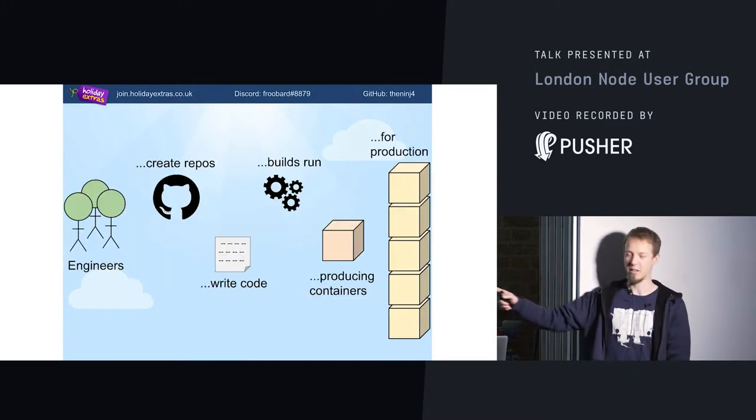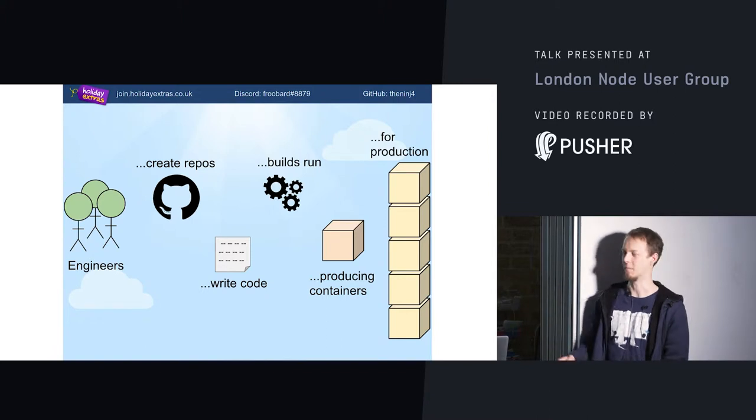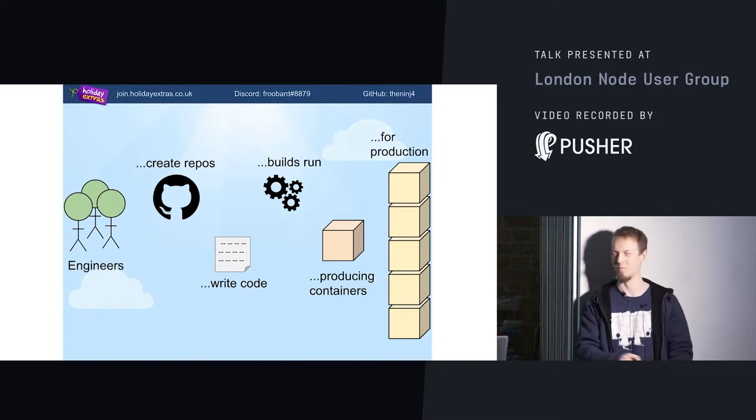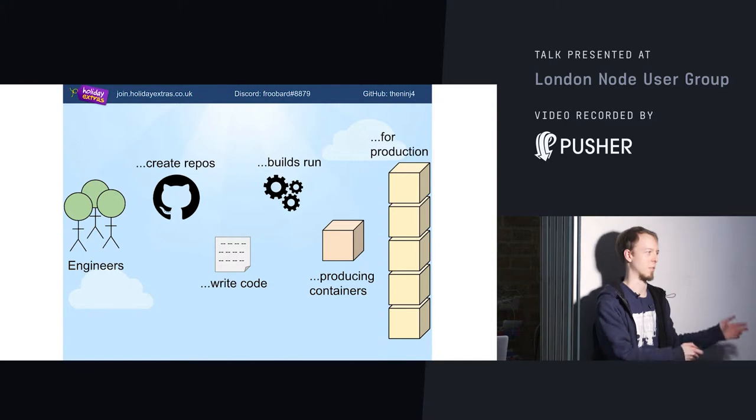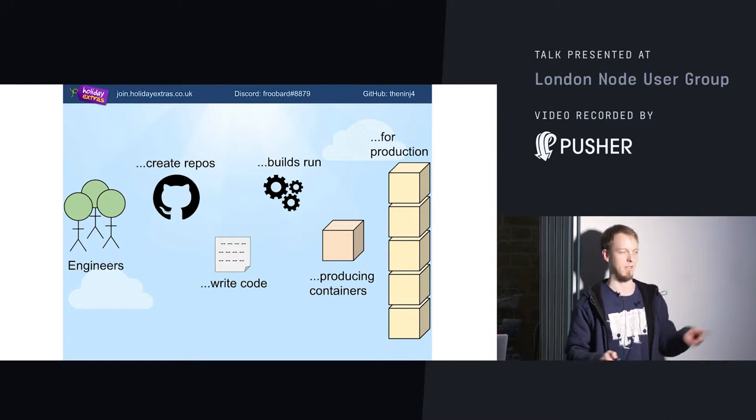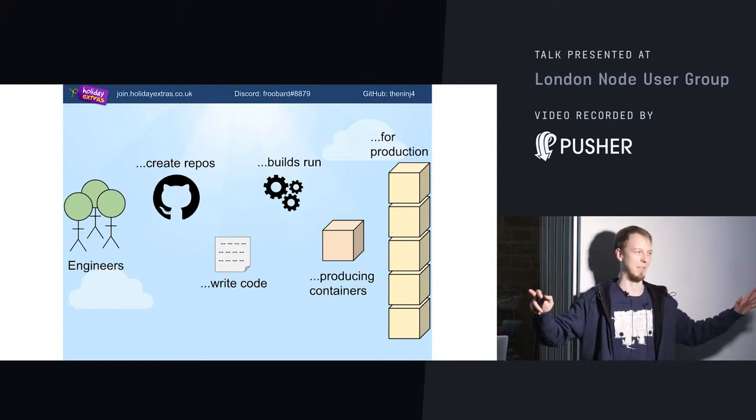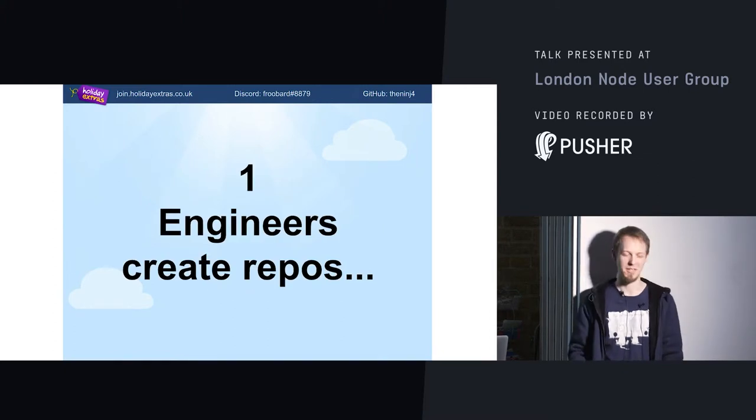Okay, so on the left here, we've got engineers. They create repos. They then write code, builds run, produce containers. Containers go to production. And I'm going to talk through all of these parts, how we fitted Node everywhere. Everything is Node, spoilers.